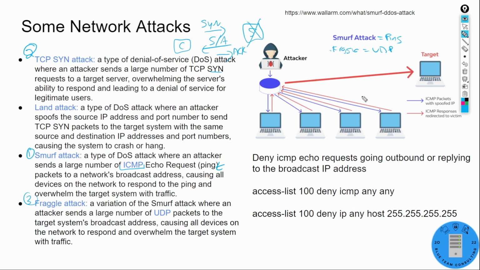So it's not going to be an echo reply to the ping. It's just going to be a large number of UDP packets being sent in response to the target machine. The end result is still the same for it being denied.